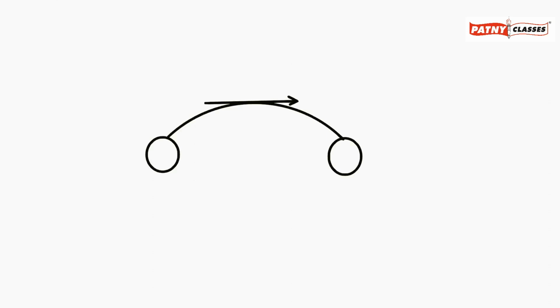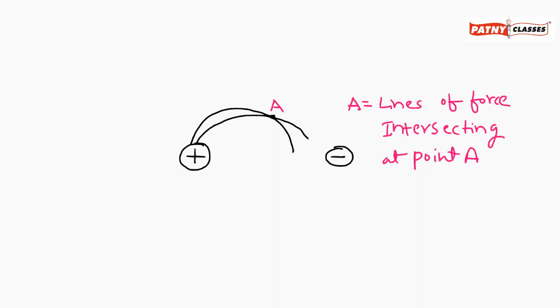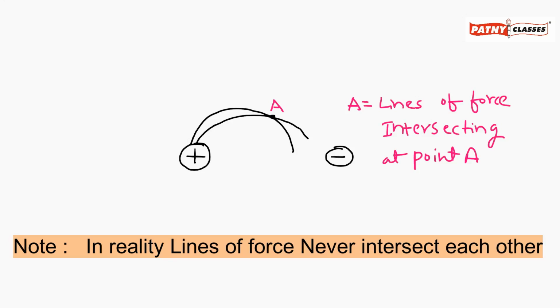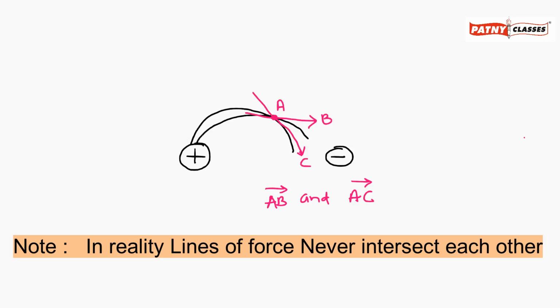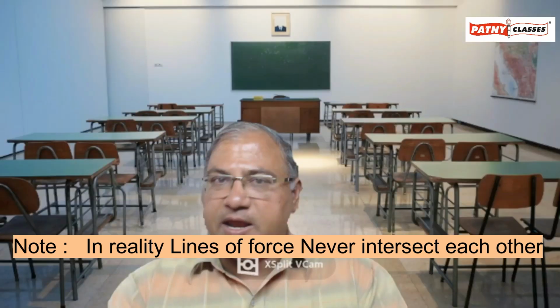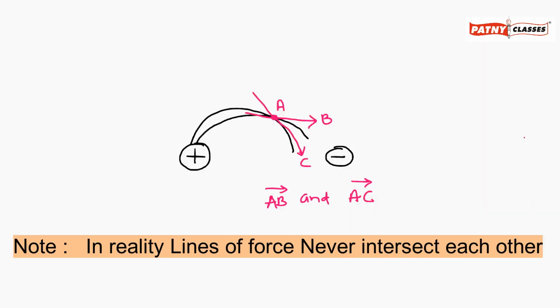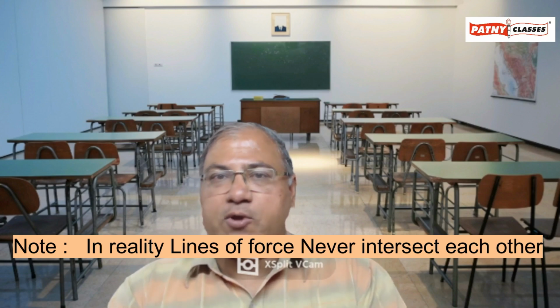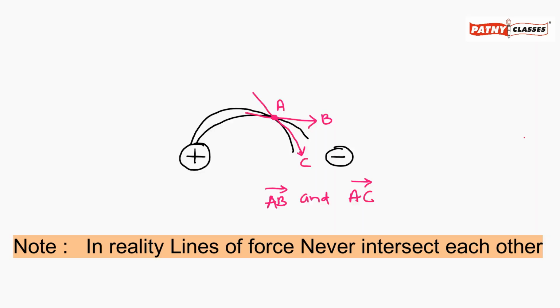Now suppose the lines of force are intersecting. If the lines of force are intersecting, then what is the conclusion? When the lines of force are intersecting, it tells us that the electric field at a given point will have two directions, which is not possible.